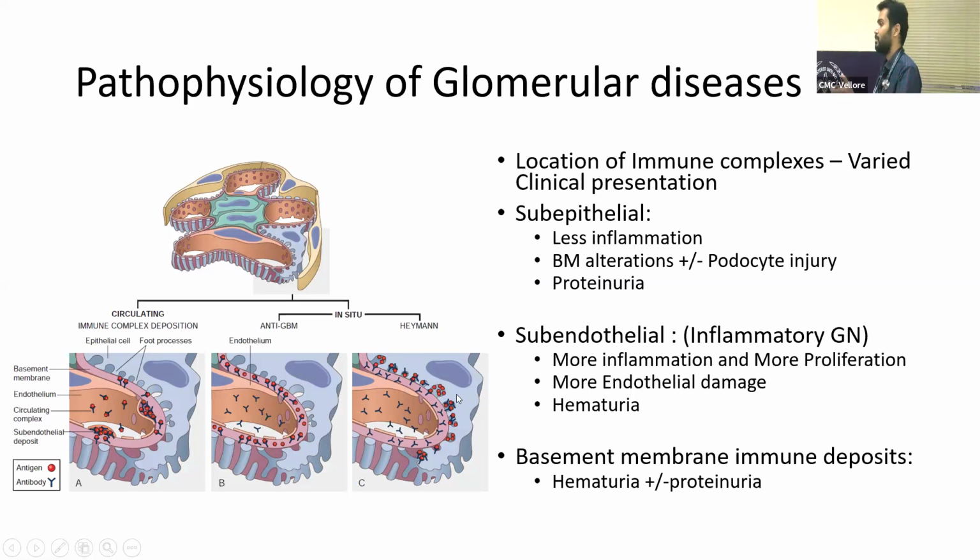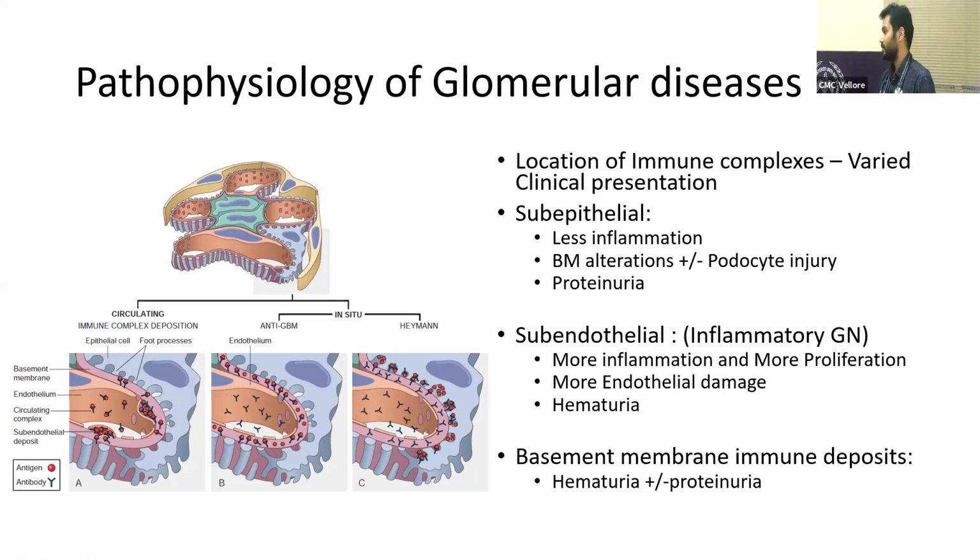So even if some inflammatory cells enter this space, they will be flushed out through the filtrate. There is very little time for the inflammation to become severe. So these subepithelial deposits will not produce severe inflammation. That's why they injure only podocytes, sometimes the basement membrane also. So mainly these subepithelial deposits present with proteinuria, like nephrotic syndrome. Hematuria will be less in this.